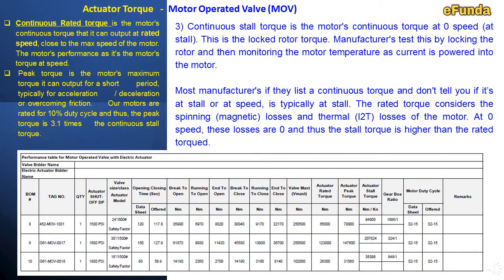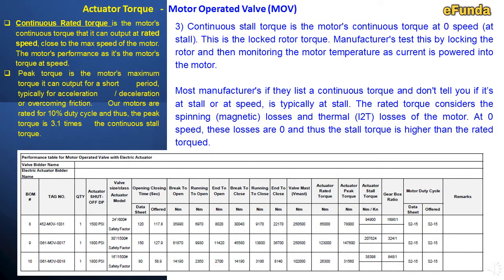Now we will see actuator torque for MOV. Continuous rated torque is the motor's continuous torque that it can output at the rated speed, close to the maximum speed of the motor. This is a better judge of the motor's performance as it is motor torque at speed.